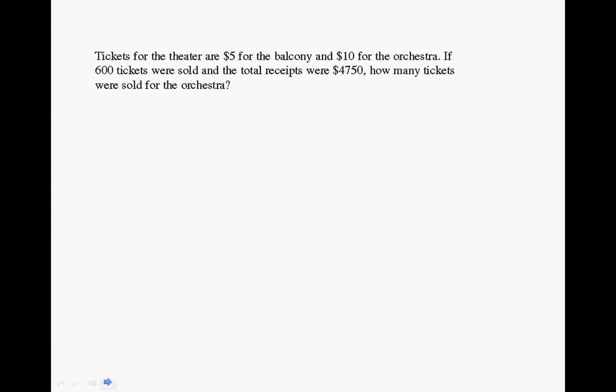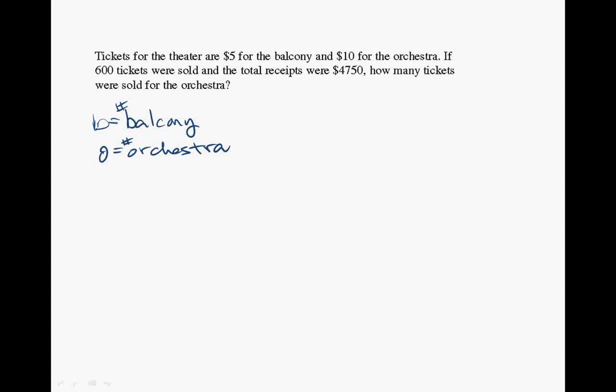Tickets for the theater are $5 for the balcony and $10 for orchestra. If 600 tickets were sold and total receipts were $4,750, how many tickets were sold for the orchestra? So let's practice writing equations to model. How about we start with defining our variables? We have two types of tickets. We have balcony tickets, which maybe I'll use a B. And then we have orchestra tickets. And I'll say number of balcony, number of orchestra tickets.